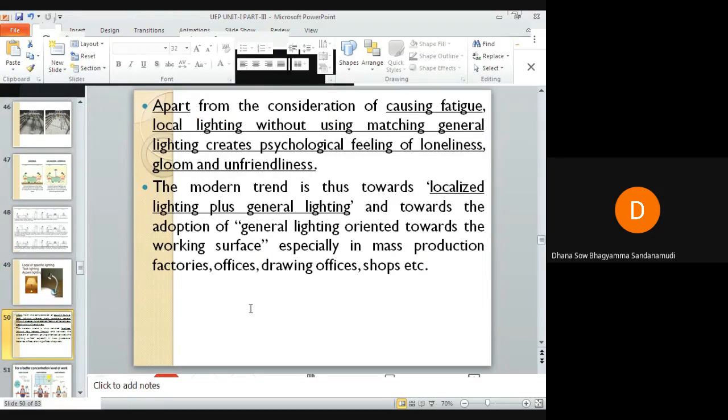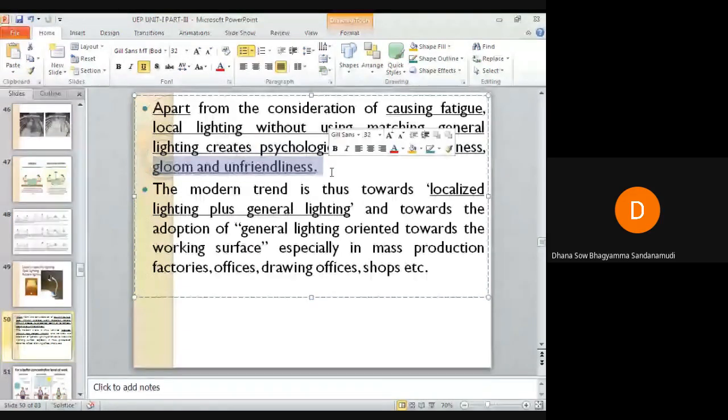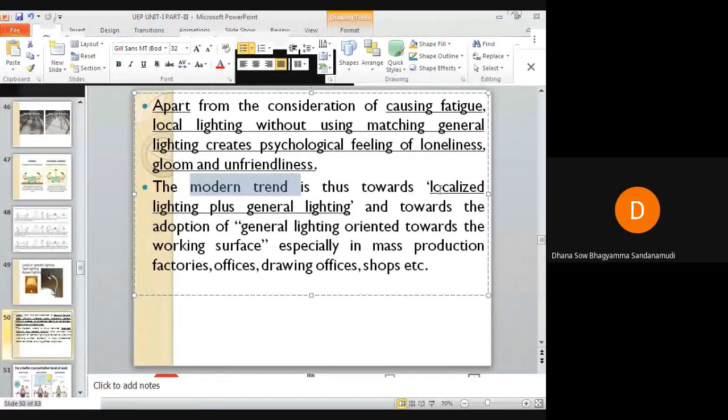So actually, when we are using localized lighting, it is observed based on studies that it causes a psychological feeling of loneliness, gloom, and unfriendliness if we use it for a prolonged time. If I'm using only localized lighting for a prolonged period of time, then it will cause a psychological feeling of loneliness, gloom, and unfriendliness. That's why in modern trends we are using both localized lighting plus general lighting.